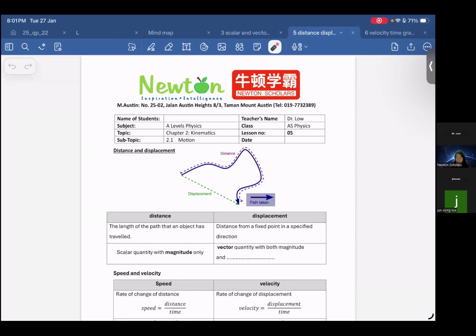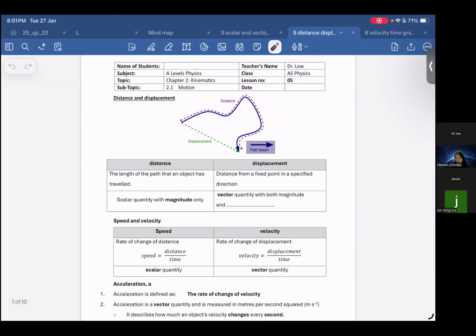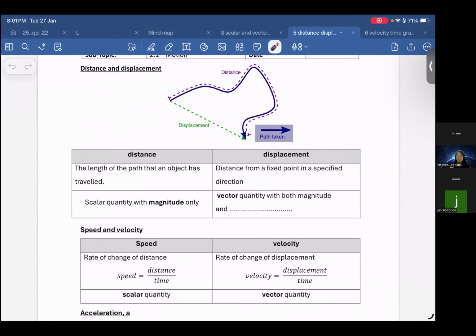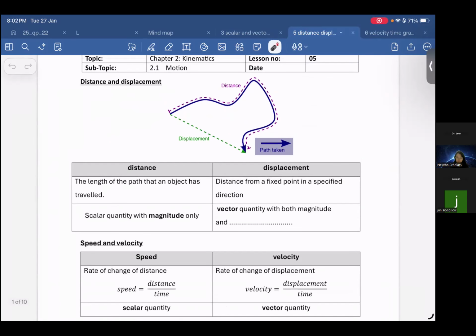Okay, chapter 2 is about kinematics. Kinematics is learning about the motion, but we don't learn about why the motion is like this. Why the motion is like this is in chapter 3, about dynamics. That one will be talking about force, the mass, something like that. For this chapter, we only learn about the motion.